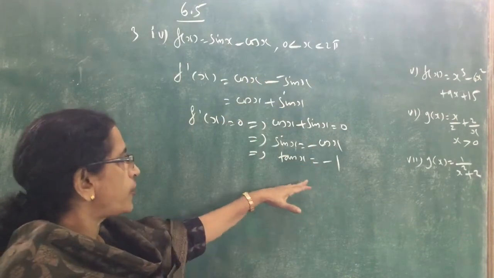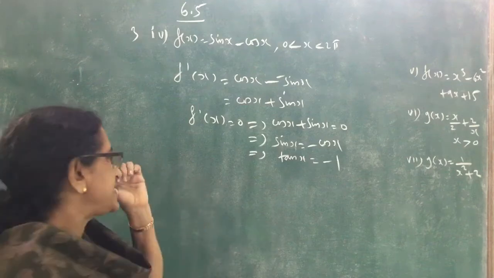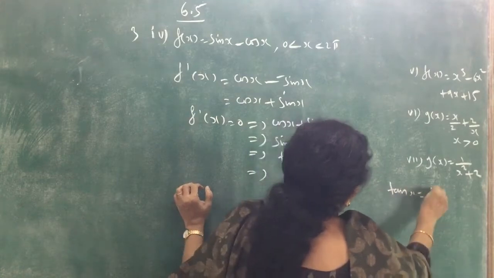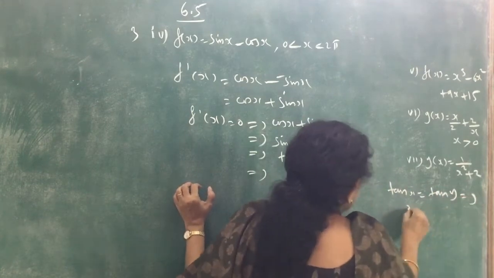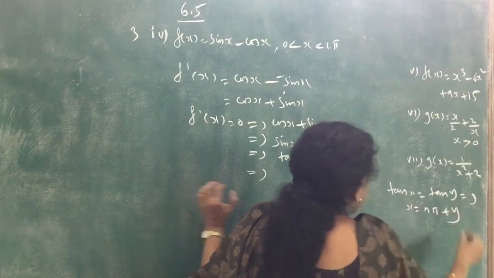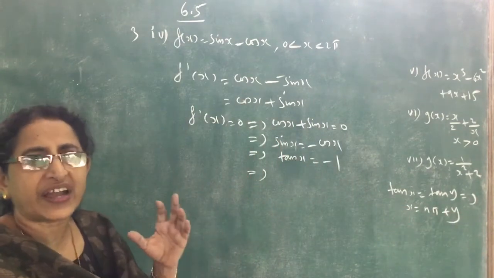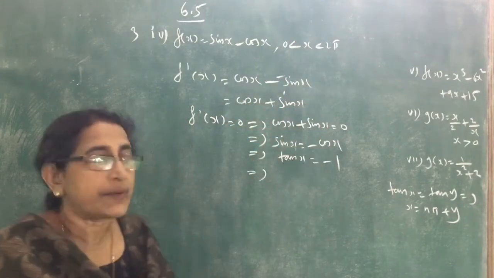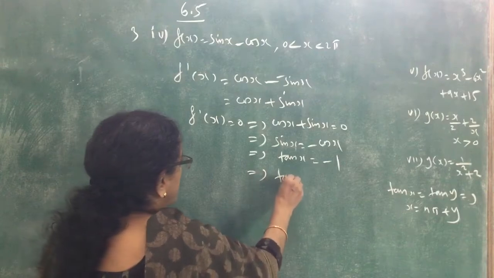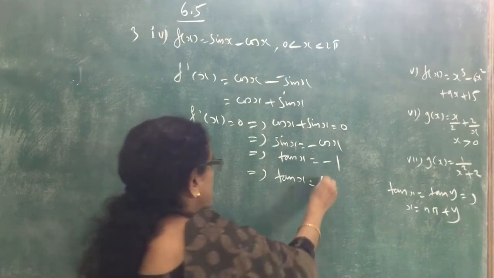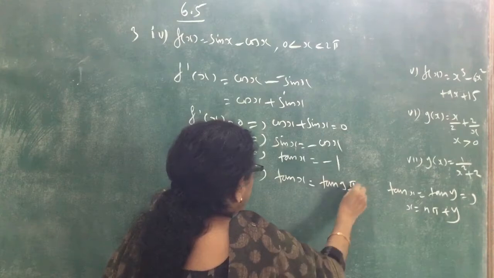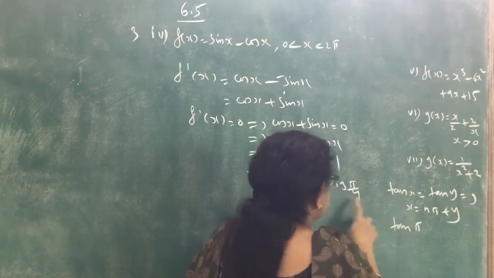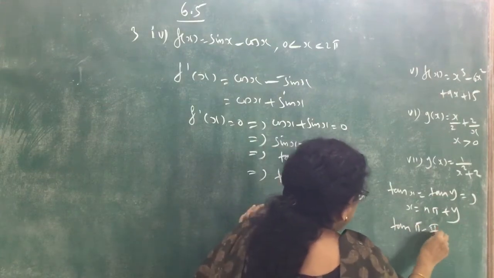So we can use this formula, then it will be easy. See here, we know one formula, tan x equal to tan y implies x equal to n pi plus y. So using this formula, you can find all the values of x that lie in that interval. So tan x equal to tan of minus 1 means we know tan 3 pi by 4 equal to minus 1. Tan 3 pi by 4 means tan of pi minus pi by 4.